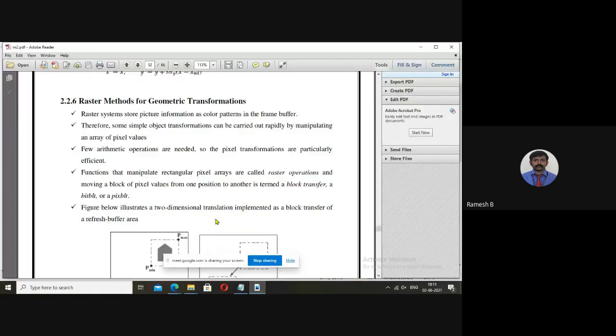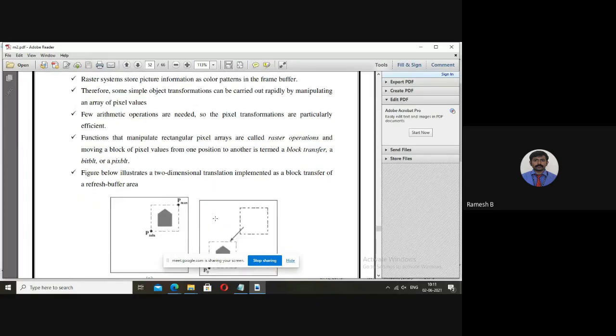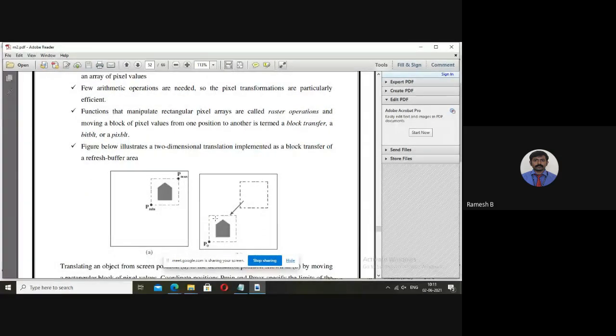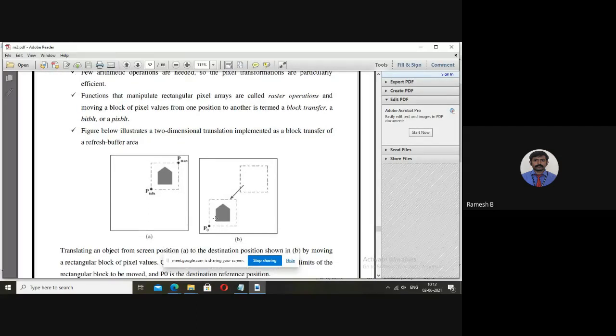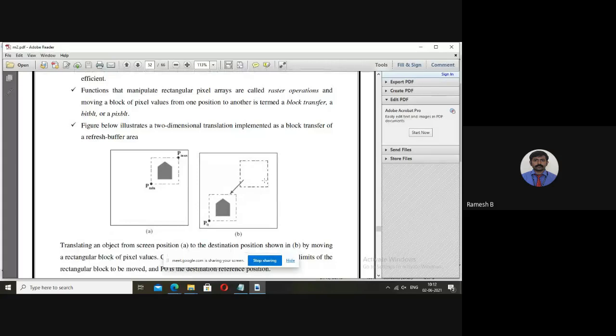Now if you see here, in figure A we can find a pentagon which has been translated to the new position in figure B. The entire object, the pentagon, will be stored in a frame buffer, and it will be translated.